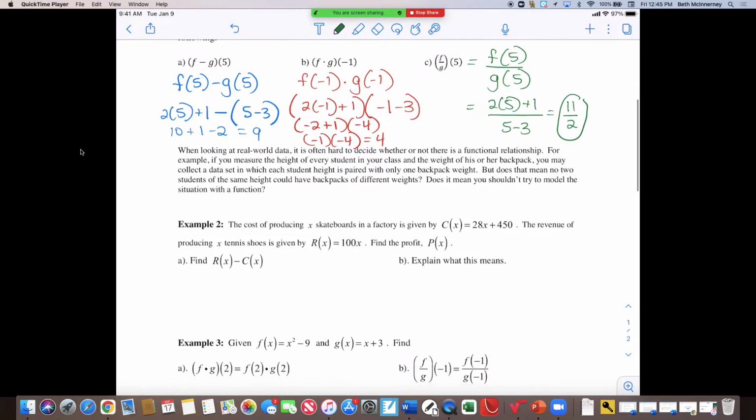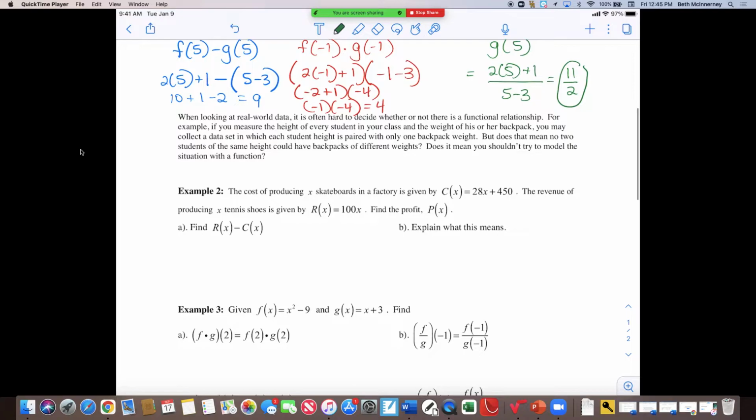Well, let's look at example 2 together. The cost of producing X skateboards in a factory is given by C of X equals 28X plus 450. So X is the number of skateboards and C of X is the cost.